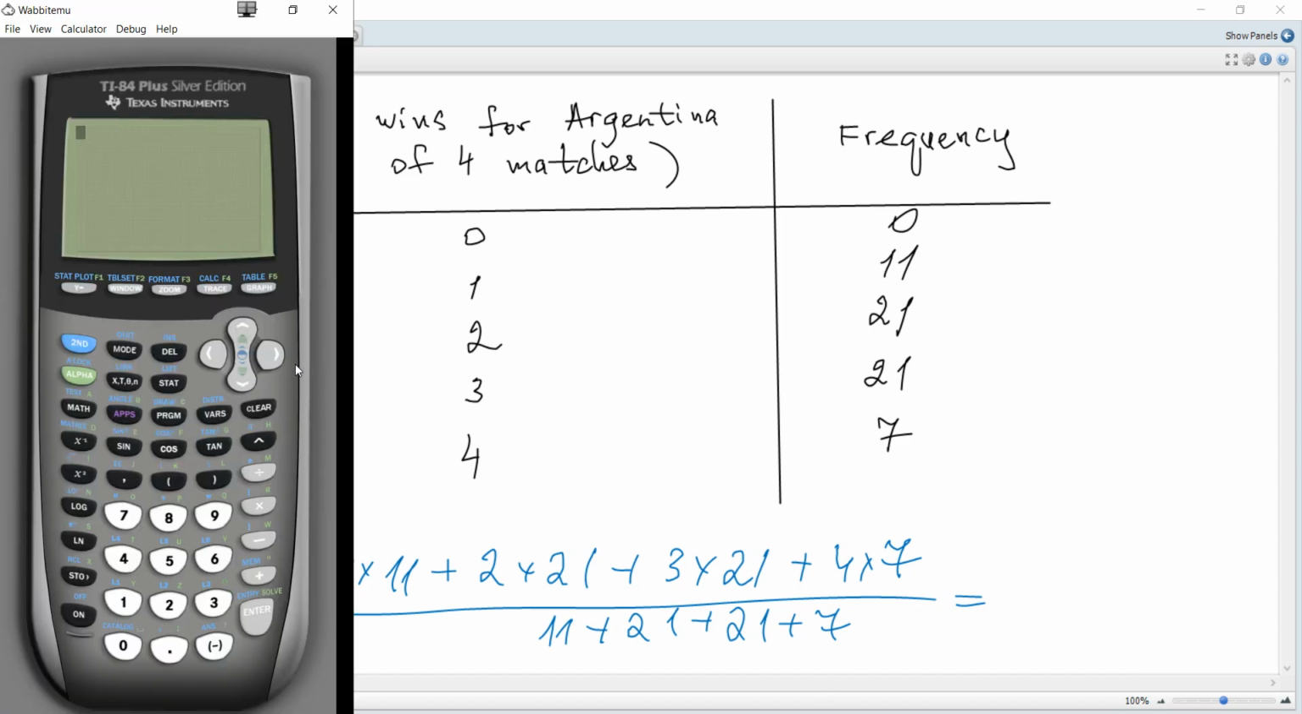Or just using a calculator, stat, edit. L1 is data, L2 is frequency, and notice that when frequency is 0, you cannot take it into account, but when data is 0 but frequency is not 0, you must take it into account. And then just stat, calc, one variable statistics, L1, L2, and you can see that the mean is 2.4.